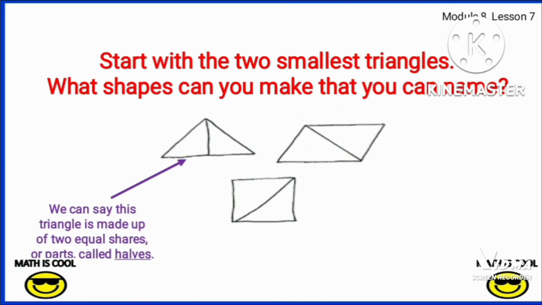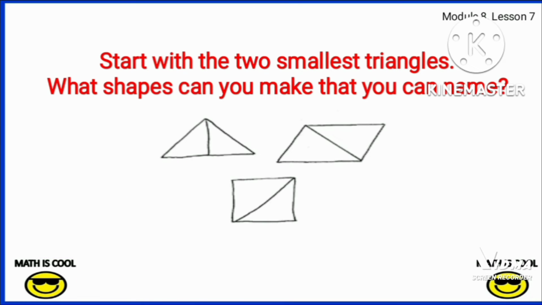So we can say that this triangle is made up of two equal shares or two equal parts called halves. If you share one into two, you have half of one. Half plus half equals 1. That is true. We share it in half.